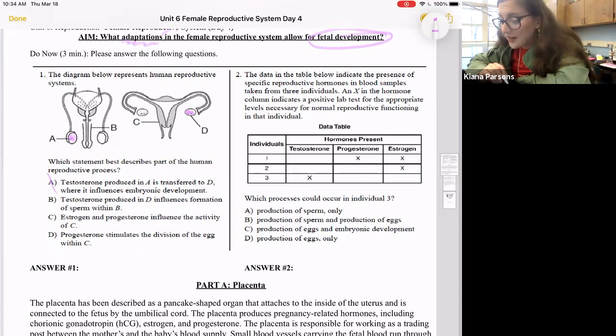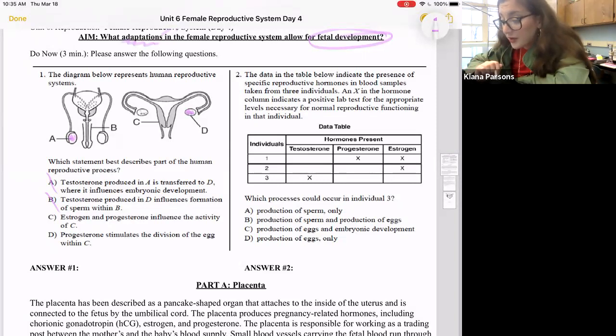Testosterone produced in D influences formation of sperm within B. So I don't think the sperm forms in the penis, so that one is gonna be wrong. Oh, or is testosterone is also not produced in the ovary. So these questions both require you to do two things. You have to be able to recognize what's going on in these diagrams and then also associate the functions of those structures with the responses below. So it's kind of a compound question.